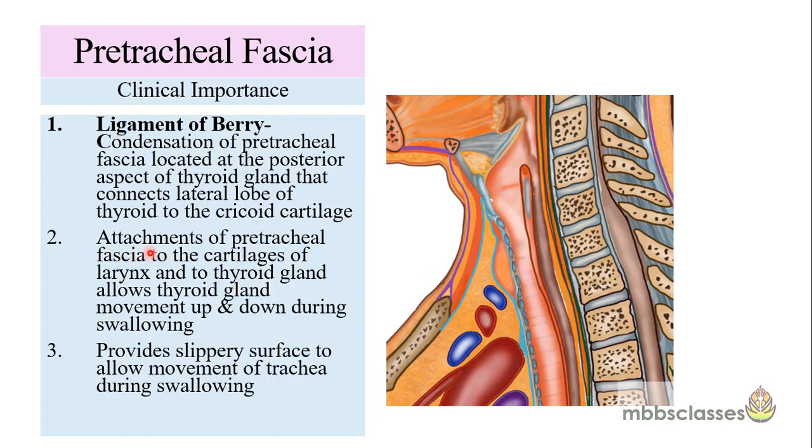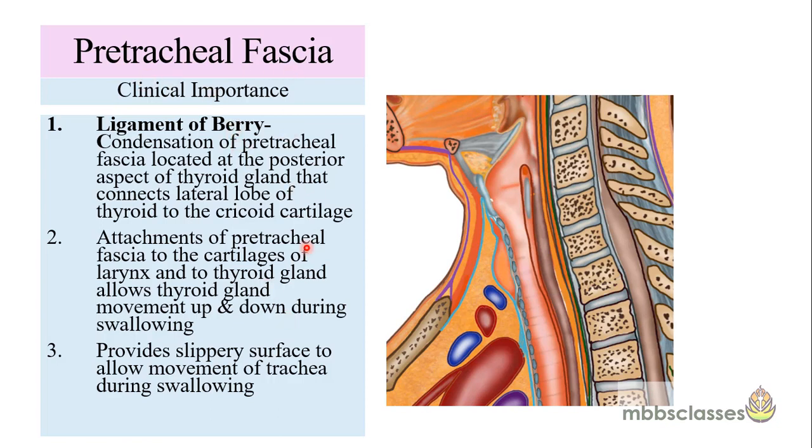It is seen that the attachment of the pretracheal fascia to the cartilages of the larynx and to the thyroid gland allows the thyroid gland to move up and down during swallowing. So how is it helpful? If there is any swelling or neck mass, and to rule out whether it is arising from the thyroid region, we ask the patient to swallow. If the neck mass is moving up and down during swallowing, then probably the site of origin could be in the thyroid region.